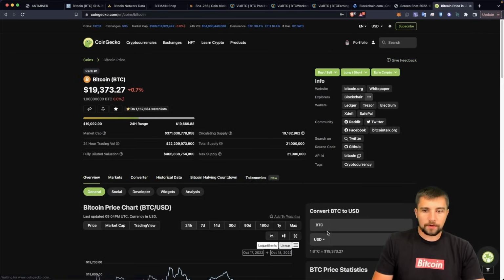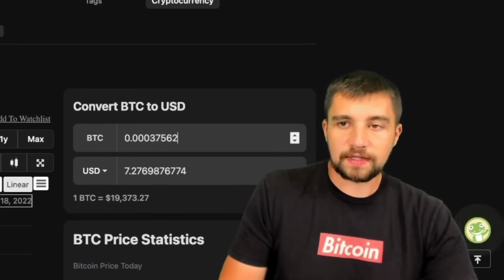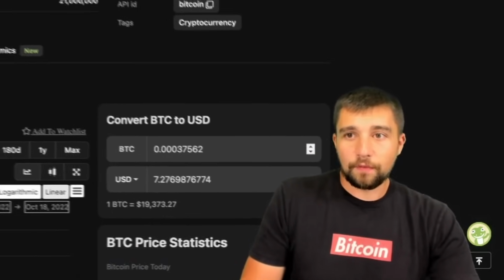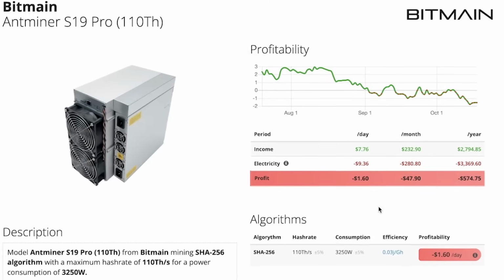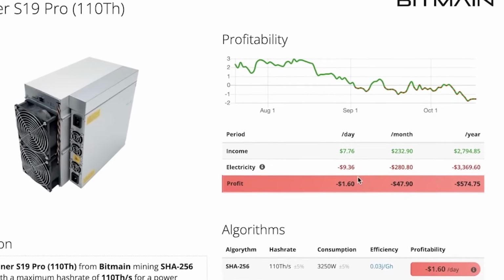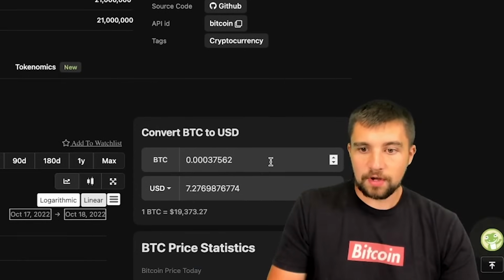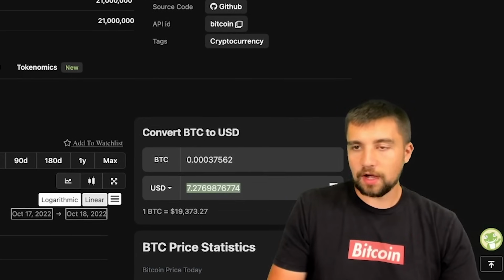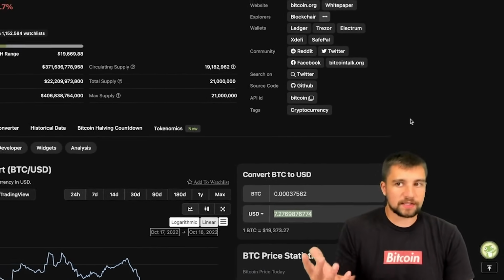Now we go over to Bitcoin. BTC to USD, that translates to $7.27 per day. But unfortunately, at a 12 cent per kilowatt hour electric rate, I'm projected to actually lose $1.59 a day paying the electric bill. At 12 cents per kilowatt hour, this thing's supposed to burn $9.36. My projected income is $7.76, so I'm pretty close to the projected earnings there. But yeah, at a residential rate, this doesn't make sense.